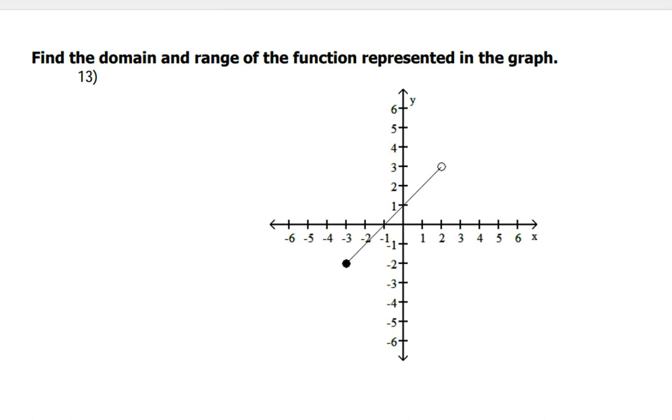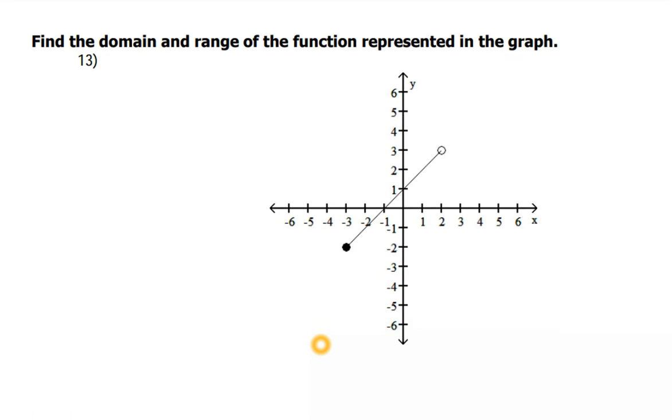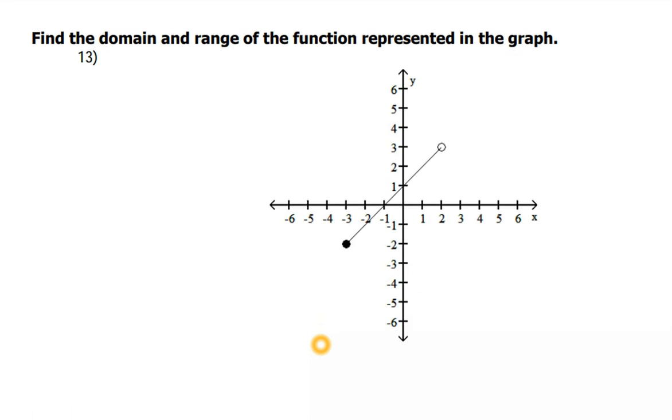All right, we're going to find the domain and the range of this function that's given in the graph. Now remember that the domain is all of your x coordinates. So when we're looking at this graph from left to right, because that's how your x-axis works, this point right here is the leftmost point on the graph, and it has an x-coordinate of -3.